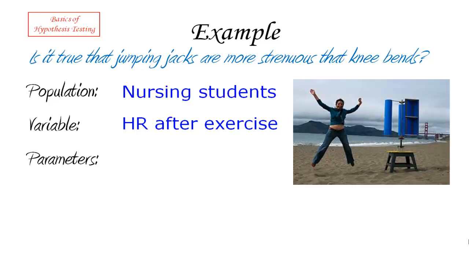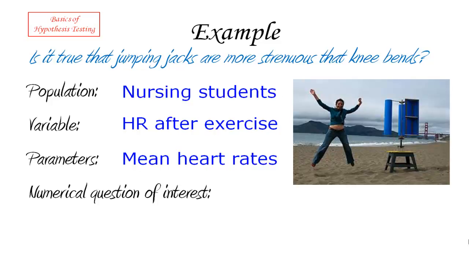Next thing is, what do we want to know about this heart rate? How are we going to compare the heart rates after exercise for the jumping jacks and the knee bends? Again, there are several ways of doing it. We're going to choose to look at mean heart rates. So we're going to check if the mean heart rate for people who did jumping jacks was in fact higher than the mean heart rate for the people who did knee bends. We could have chosen something else. We could have chosen the median, or some different kind of average. But we have to make a choice. Let's pick the mean for now.